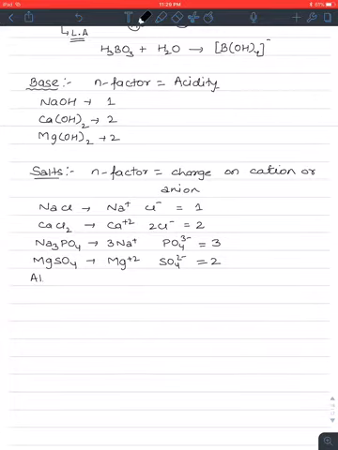Suppose if I'm having Al2(SO4)3, aluminum sulfate. In this case, what will be the N factor?